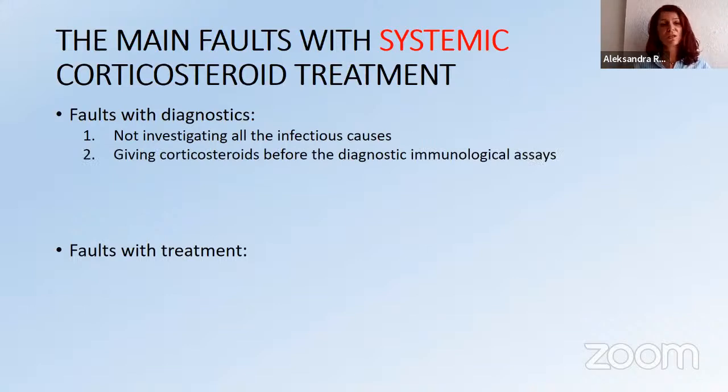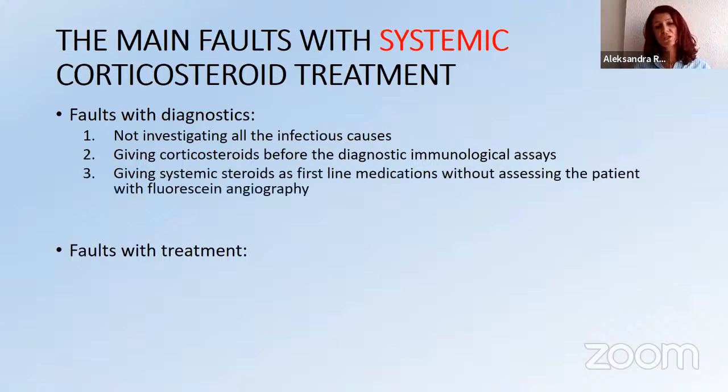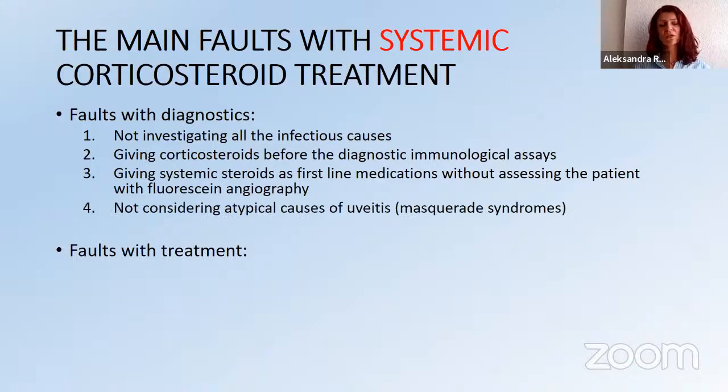Then other faults are giving corticosteroids before the diagnostic immunological assays because it would mask the results. Then giving systemic steroids as first-line medications without assessing the patient with fluorescein angiography and other diagnostic procedures. Then not considering atypical causes of uveitis like masquerade syndromes.